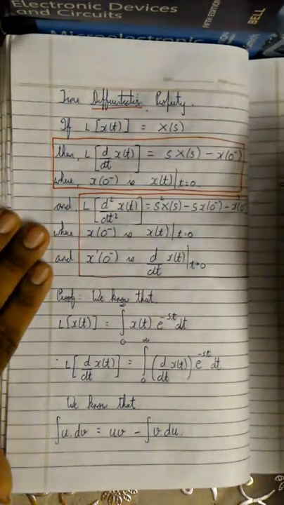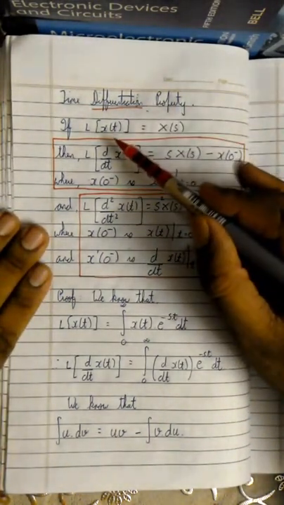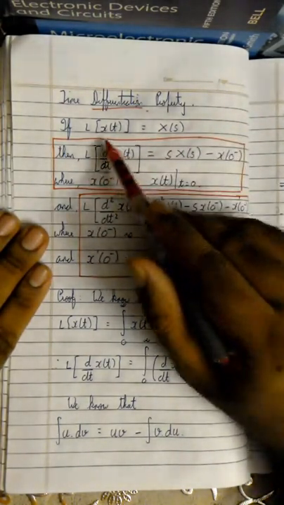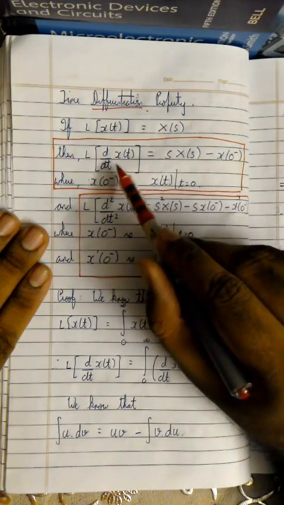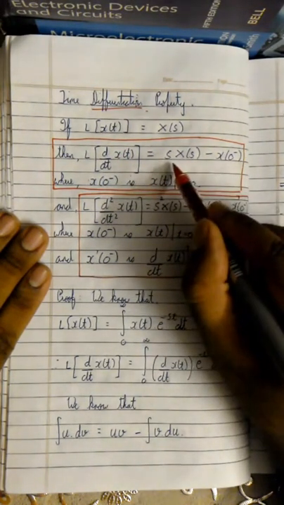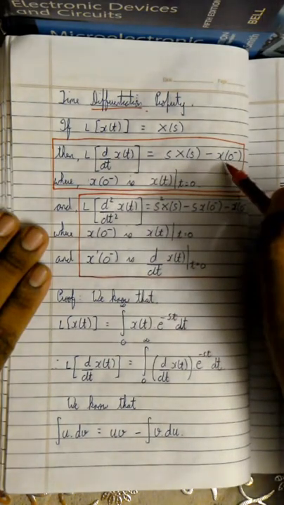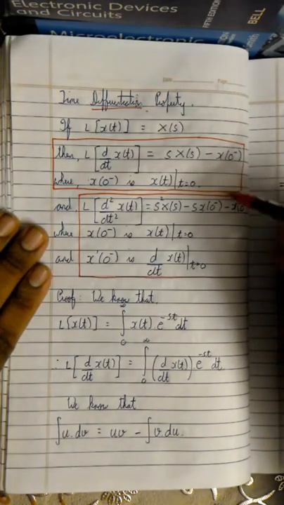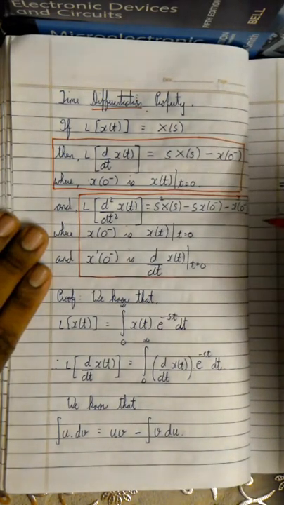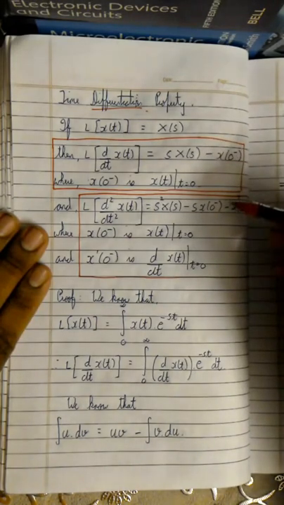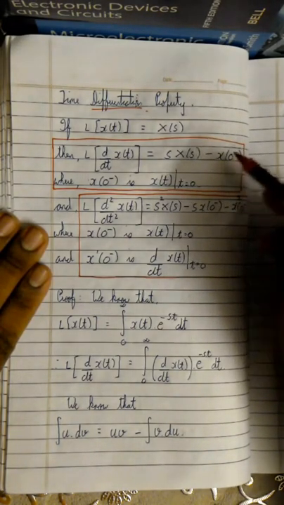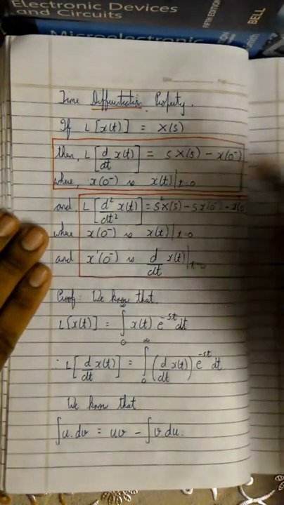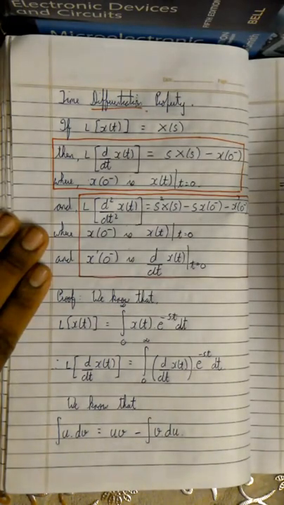So this property states that if the Laplace transform of x of t is equal to X of s, then the Laplace transform of the differentiation d by dt of x of t is equal to s into X of s minus x of 0 minus. This minus means just before the value of 0, which is approximately equal to x of 0 itself. That's what it means, in the initial value. So here x of 0 means x of t when t is equal to 0. This is the meaning of x of 0. It's called the initial condition.